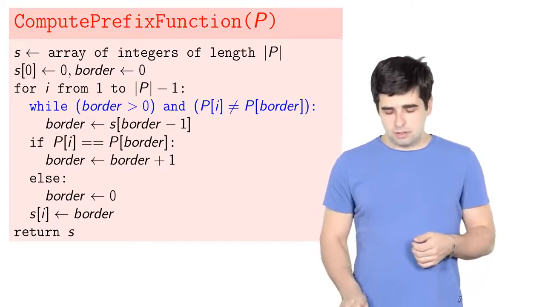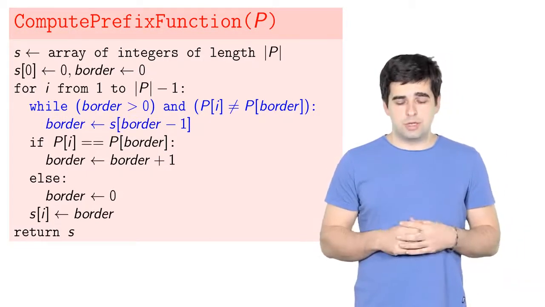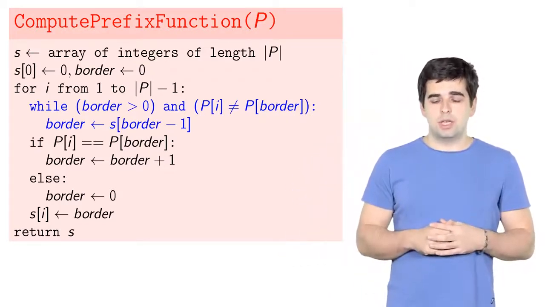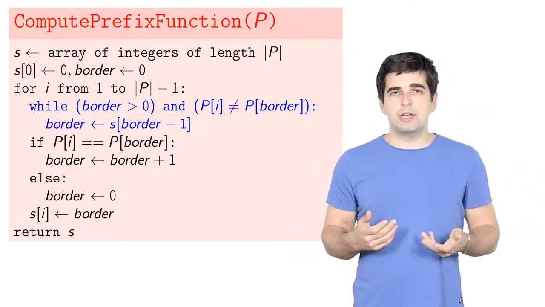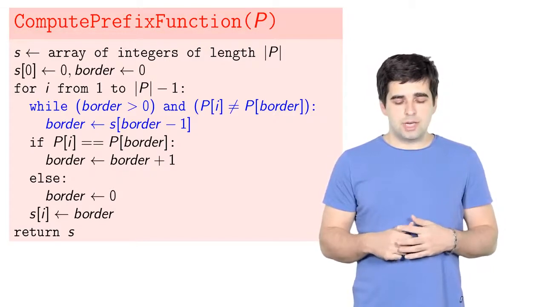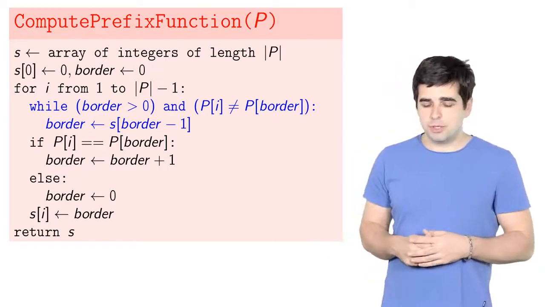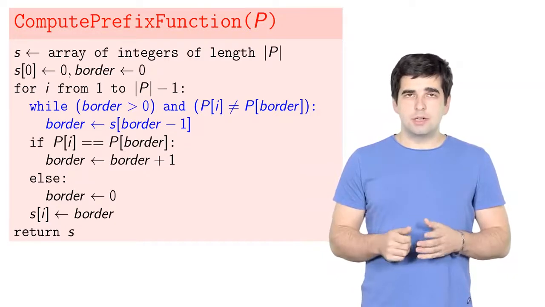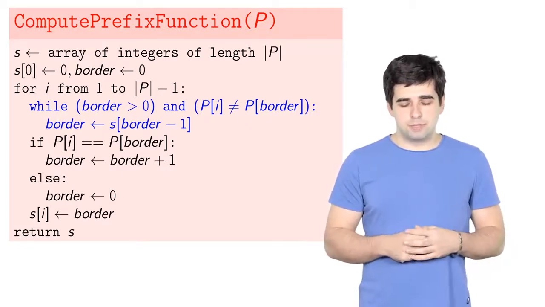But if they're different, we need to take the longest border of our current border. How to do that? Our current border ends in position border minus 1, and we know that the length of its longest border is contained in the corresponding value of the prefix function. So we assign value S of border minus 1 to our variable border. And we only end this while loop if either current character P of I is the same as the character P of border, or our border became empty string.